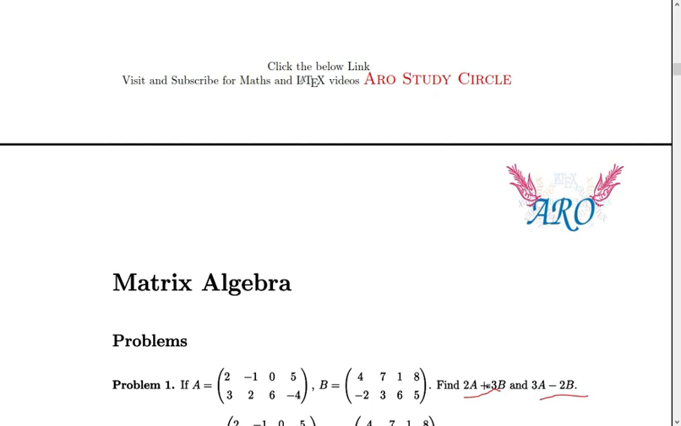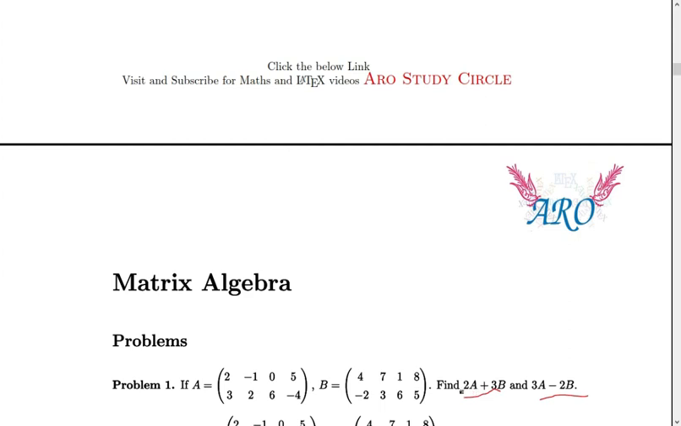2A is nothing but scalar multiplication, and so is 3B. What do you know about scalar multiplication? Suppose A is a matrix and 2 is a scalar. 2 times A is equal to, we have to multiply every element of A by 2.